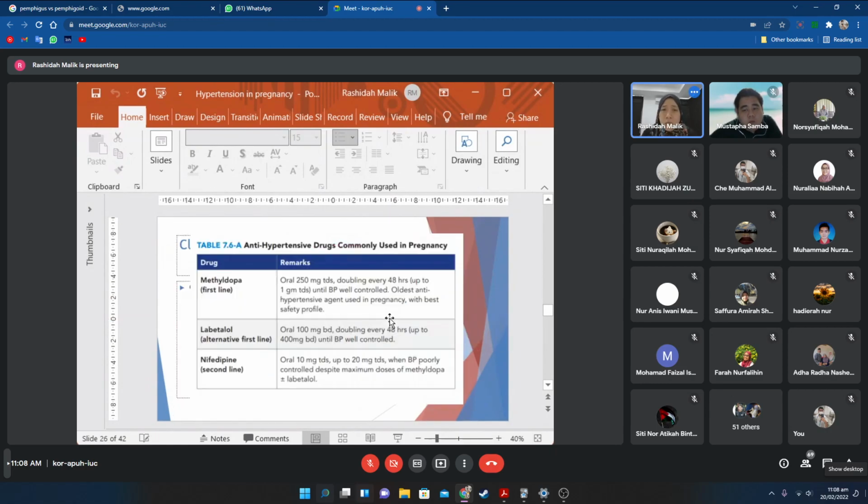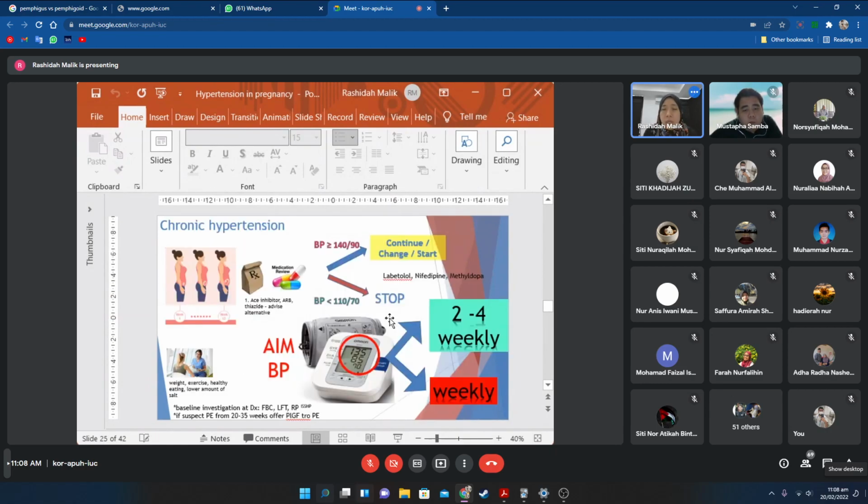So the NICE guideline gave the first-line drug as labetalol, followed by nifedipine and methyldopa. But our CPG, the Malaysian CPG, recommends methyldopa as the first line, labetalol as the alternative first line, and nifedipine as second line. So when we start the medication, what is our aim for BP?